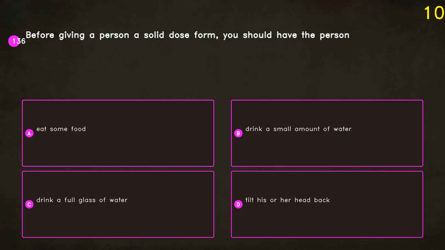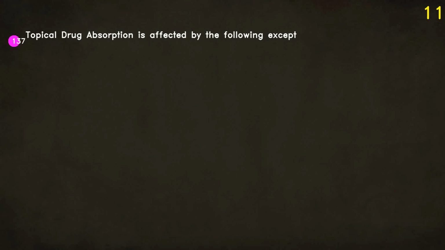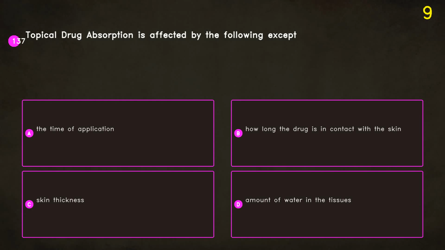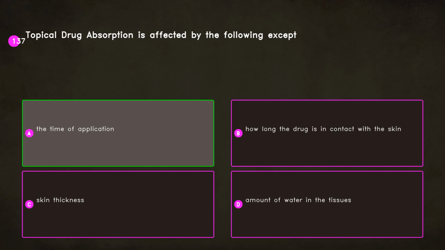Question 136. Before giving a person a solid dose form, you should have the person A. Eat some food B. Drink a small amount of water C. Drink a full glass of water D. Tilt his or her head back. The correct answer is drink a small amount. Question 137. Topical drug absorption is affected by the following except A. The time of application B. How long the drug is in contact with the skin C. Skin thickness D. Amount of water in the tissues. The correct answer is the time of application.